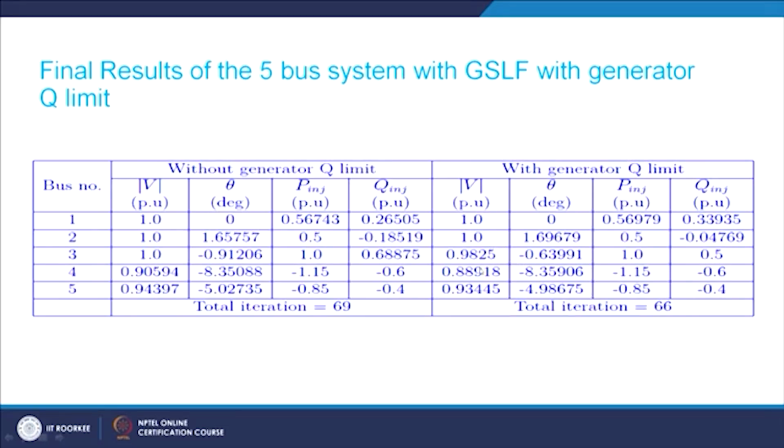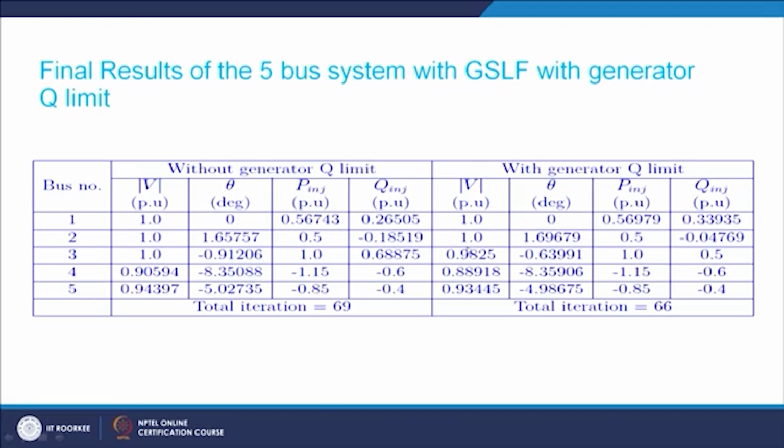But its voltage magnitude has reduced from 1 to 0.9825 because this particular generator had to supply 68 MVAr to maintain its voltage at 1.0 per unit, but because of its restriction it is only able to supply 50 MVAr. As a result, its voltage magnitude comes down from 1.0 per unit to 0.9825 per unit, and all the other voltage angles and load buses are calculated.